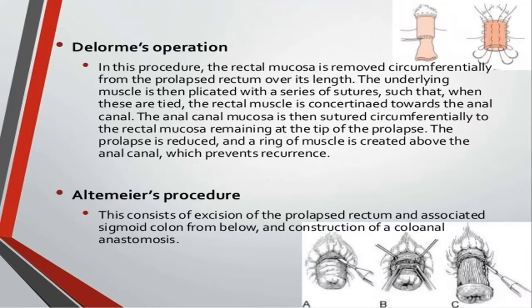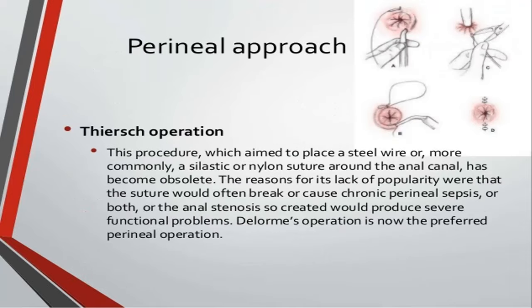The perineal approach has multiple operations. One is the Thiersch operation. In the Thiersch operation, the surgeon applies steel wire, nylon or cylindrical sutures around the anal canal. It has become obsolete because of its lack of popularity, and a suture can cause sepsis or stenosis, and so severe functional problems. This is why it has been abandoned.